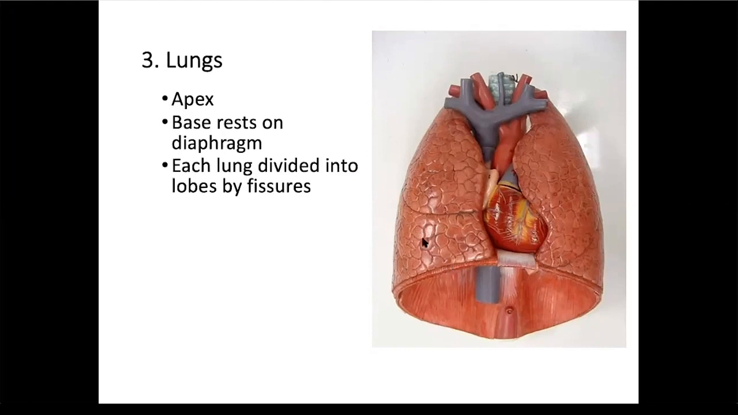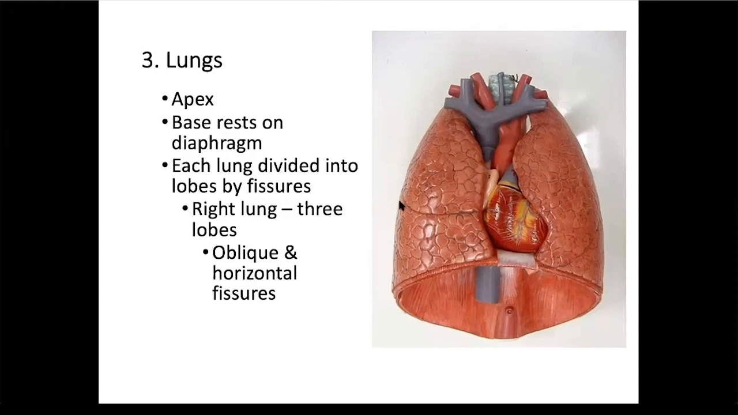Each lung is divided into lobes by fissures. And you can see a fissure here that is a horizontal fissure. So let's identify, this is my right lung. There are 3 lobes: an upper lobe, a middle lobe, and there's a fissure right here, and a lower lobe.